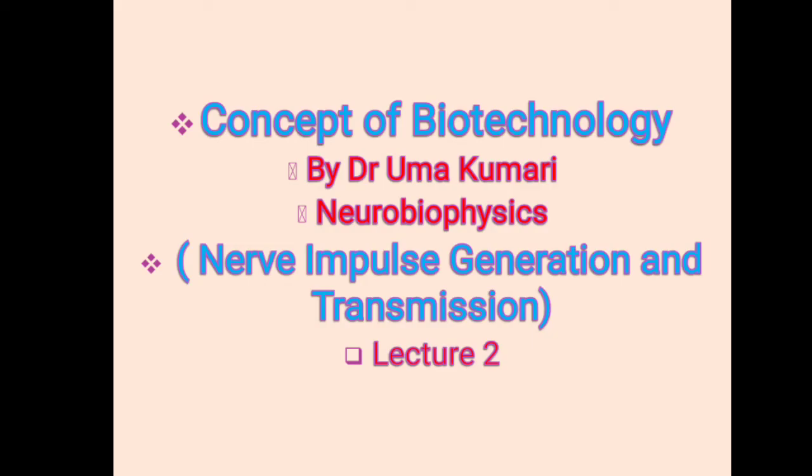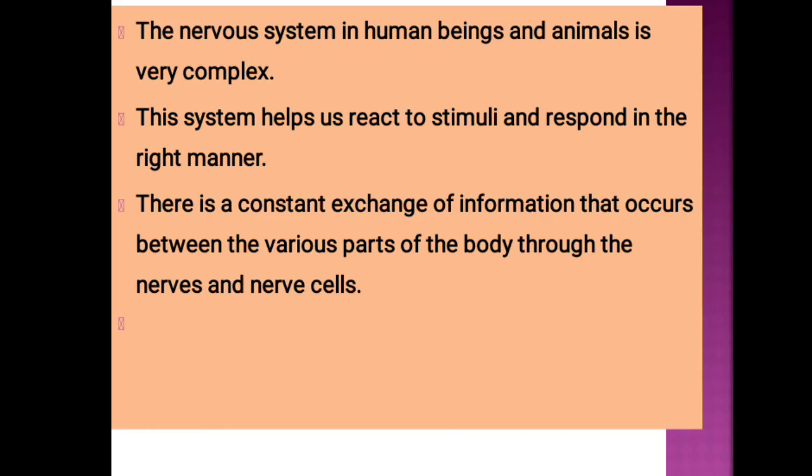Everyone, this is the concept of biotechnology: nerve impulse generation and transmission, lecture 2. The nervous system in human beings and animals is very complex, and the system helps us to react to stimuli and respond in the right manner. The stimulus is the detectable change in the external or the internal environment.